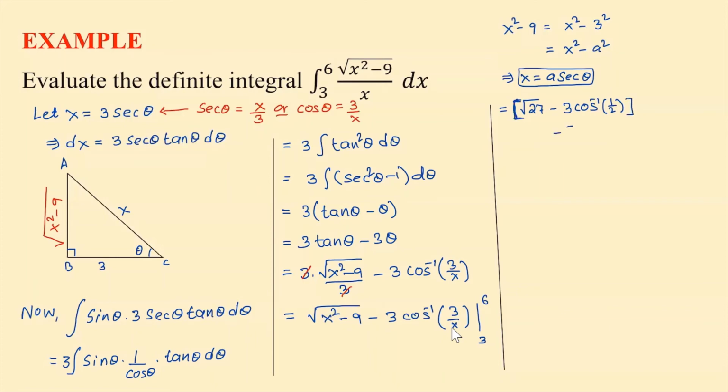Now we subtract and plug in the lower limit. Lower limit is 3. If we plug in 3 here, 3 squared is 9. 9 minus 9 is 0. Square root of 0 is 0. 0, then minus 3 cosine inverse. This will be 3 over 3. 3 over 3 is 1.